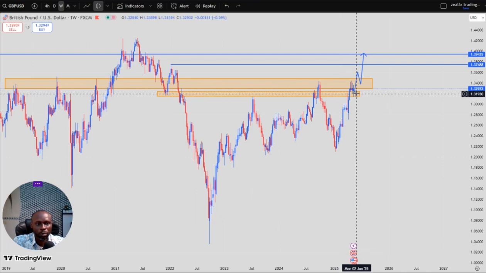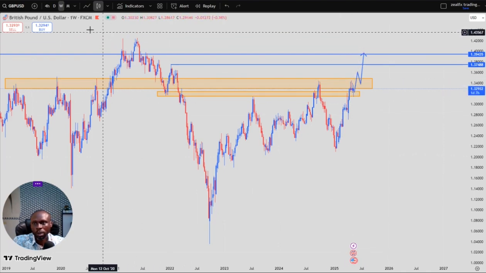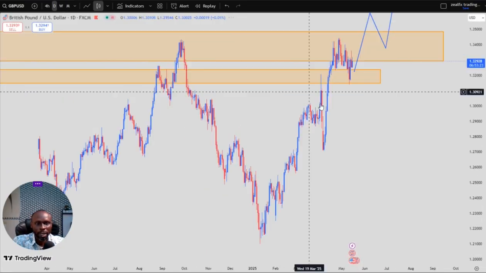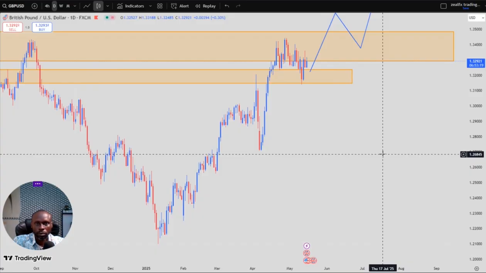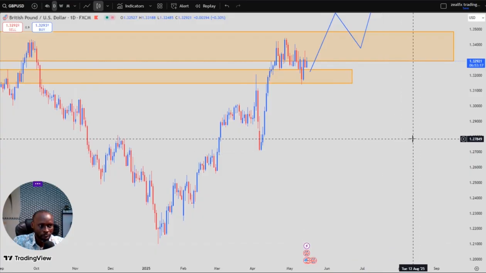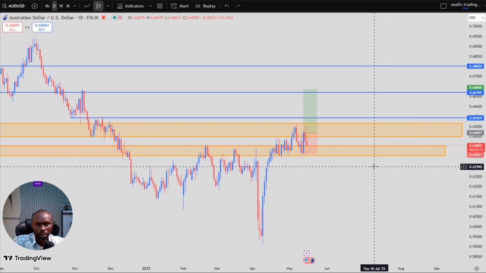We cannot buy from resistance. We only buy from this area. Then we cannot buy from this area. So this is the right time for us to look out for buying opportunity on the Great British Pounds USD this week. So let's look at our next pair, which is the Australia USD.